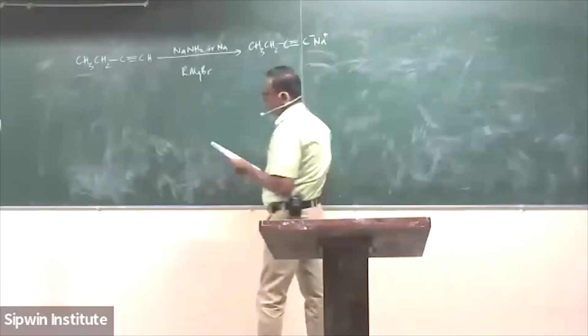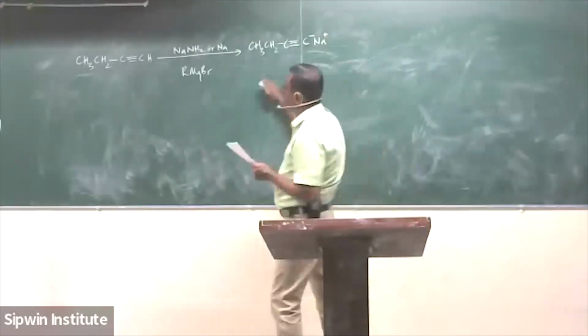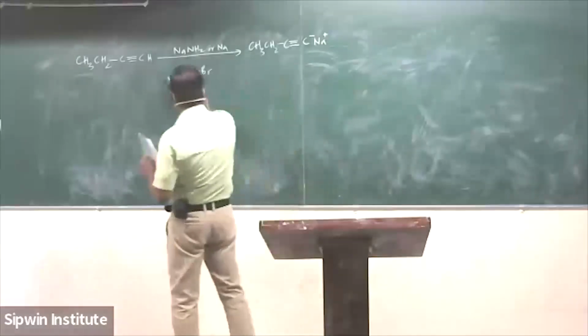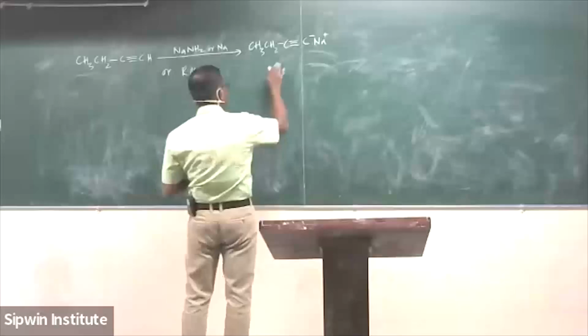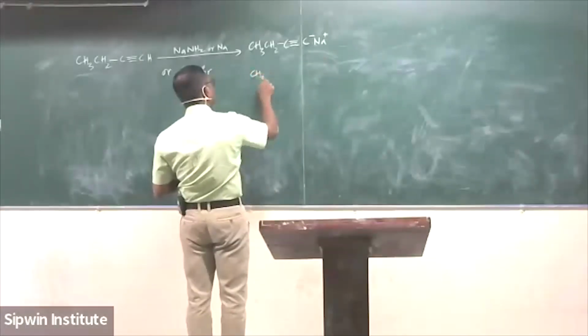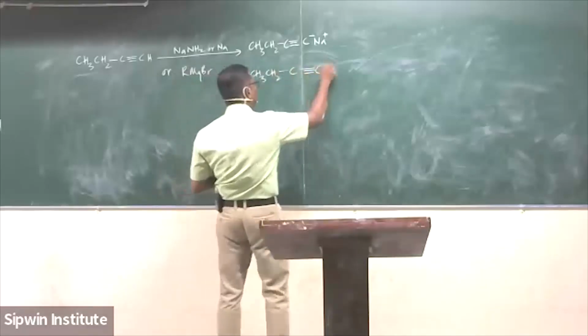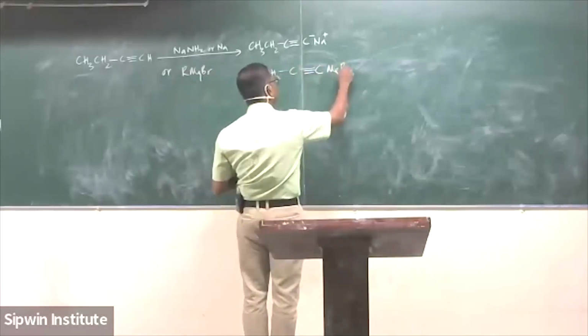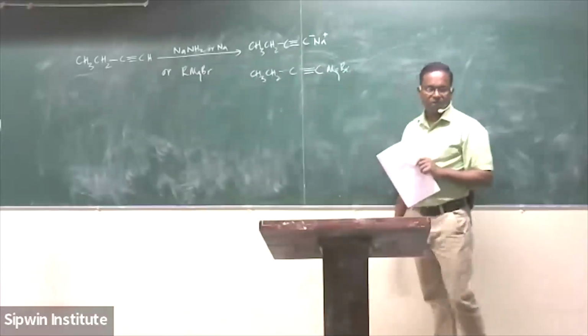If you are using sodium or NaNH2, you can have this one. If you use Grignard, CH3 CH2 C triple bond C MgBr. No matter whether you are writing that one in the ionic form or in covalent form.